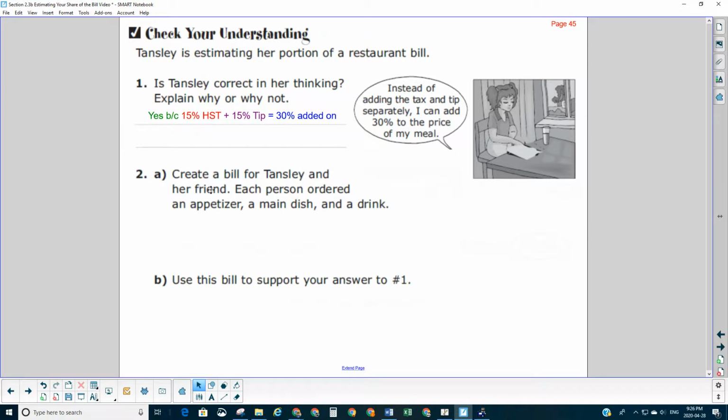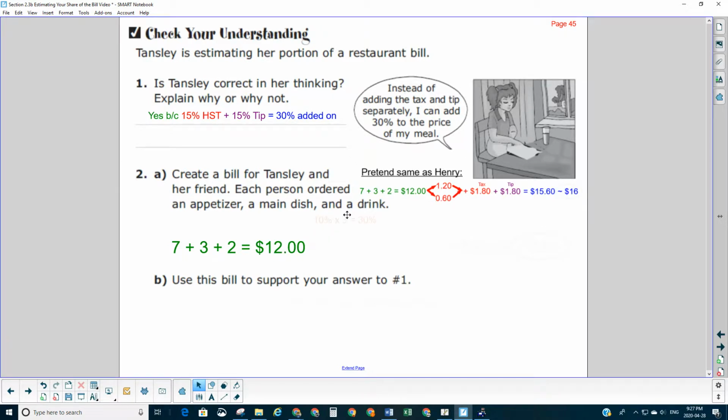It says create a bill for Tainsley and her friend. Well, actually, we're just going to ignore that. We're going to pretend that Tainsley gets the same amount as Henry. Okay, so we're going to pretend that she gets the same thing, but we're going to use this 30% method and see if we get the same answer as Henry. So we're going to pretend that Tainsley also gets the $7 thing and the $3 thing and the $2 thing to get $12.